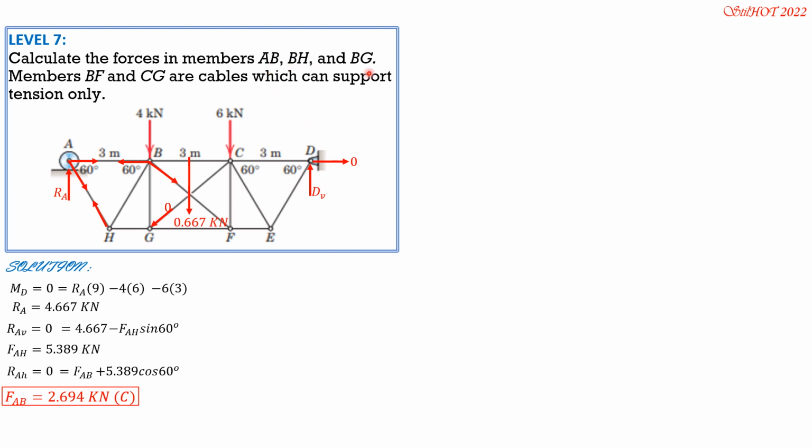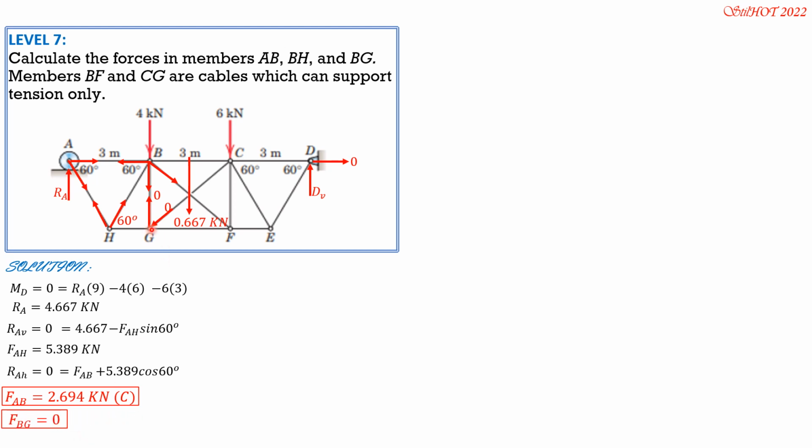So BH and BG are left, but we can analyze BG because this is zero. This reduces to three forces. Two are collinear and BG is oblique. Therefore, by case two of zero force members, FBG is zero.